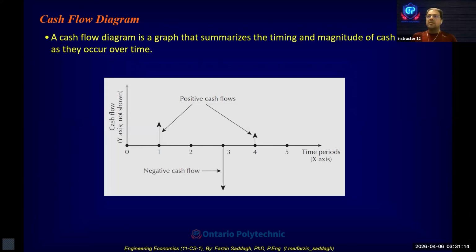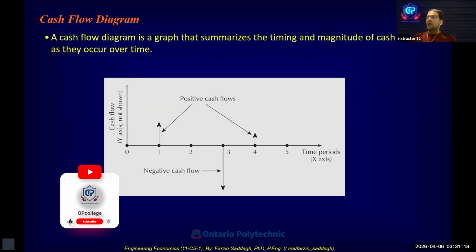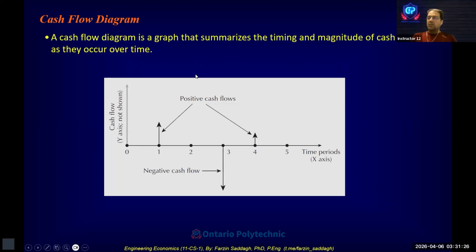A cash flow diagram is a graph that summarizes the timing and magnitude of cash flows as they occur over time. Because we need to show amounts, income or outgoing, over time, first we need this direction for time or time periods, and also we need this direction for amounts.